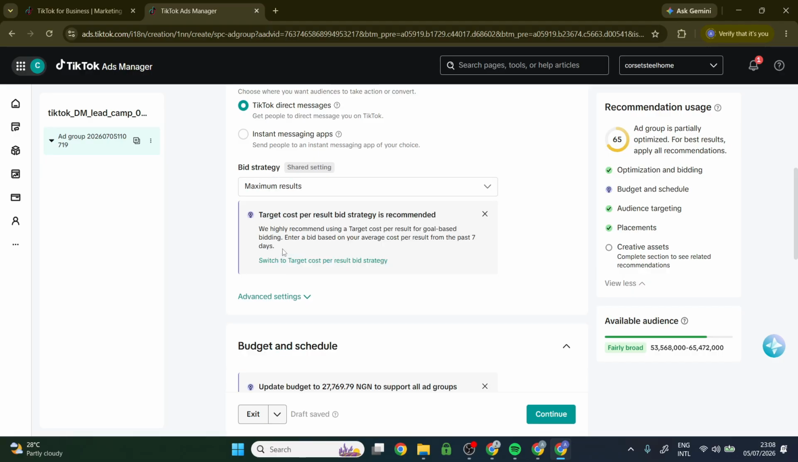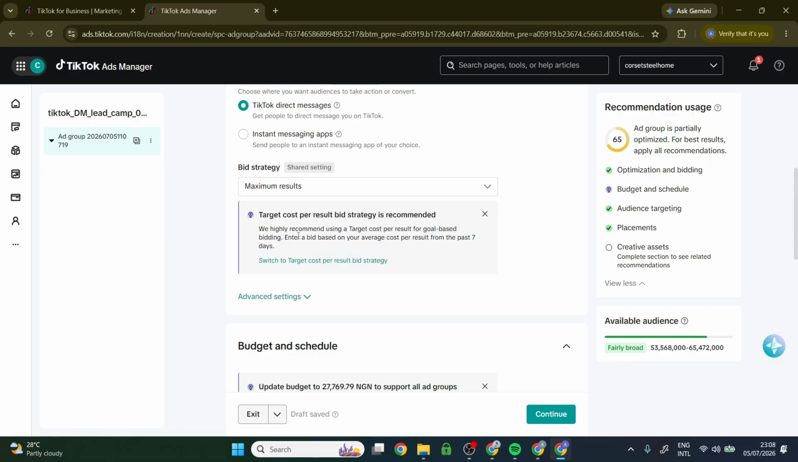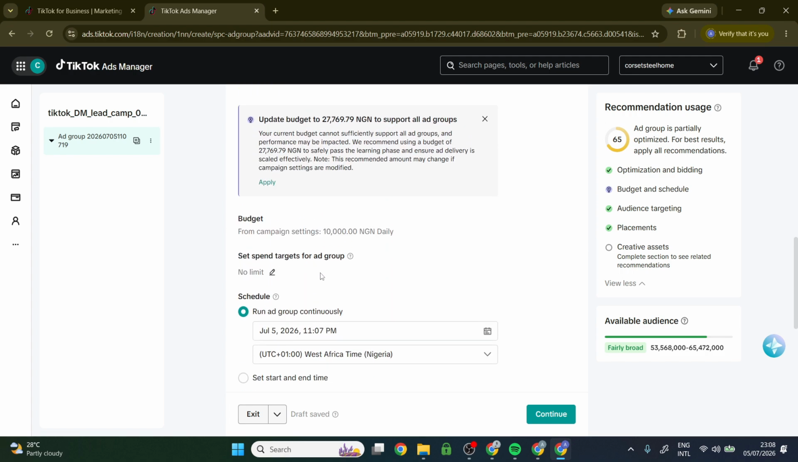So let's switch to maximum result instead of the first option that says target cost per result. No, we don't want anything like that. So we just want to have full control of this ad, right?